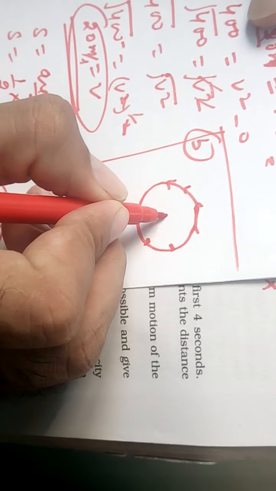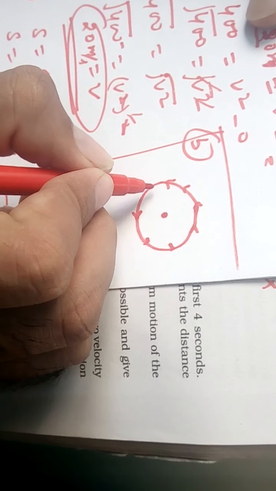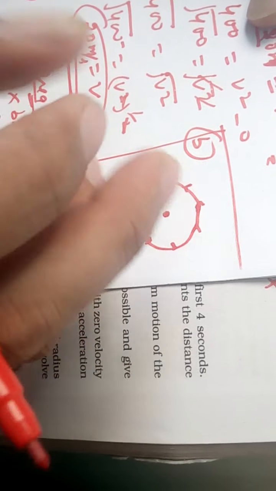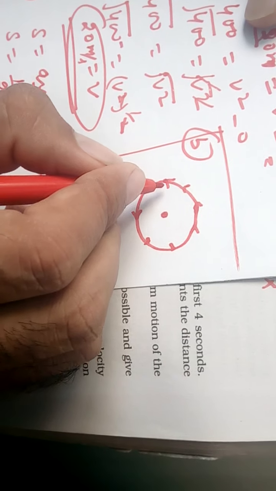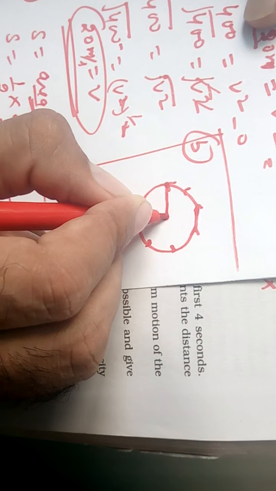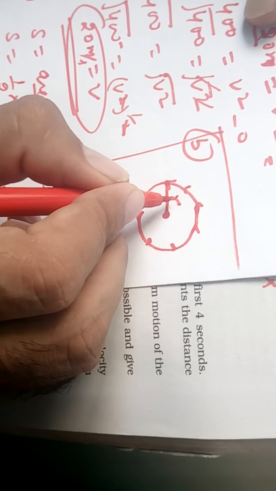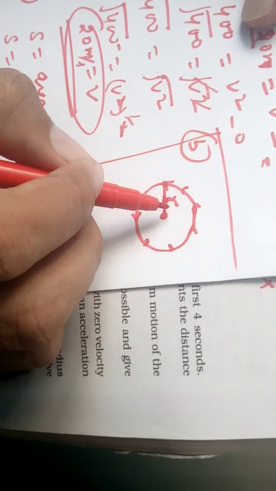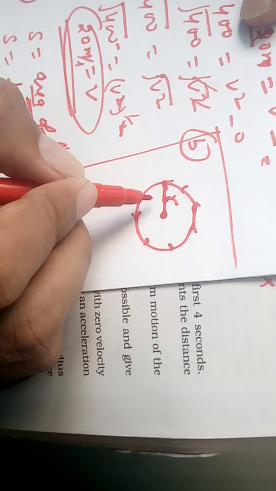Why? Because this is the center point, and in spherical bodies all the mass is concentrated at the center. So if you draw a line from this point to this point, then it is a radius, and we know that the radius is perpendicular. This line is perpendicular.